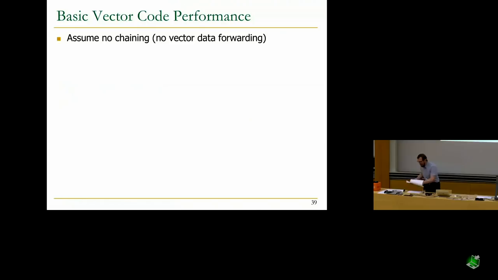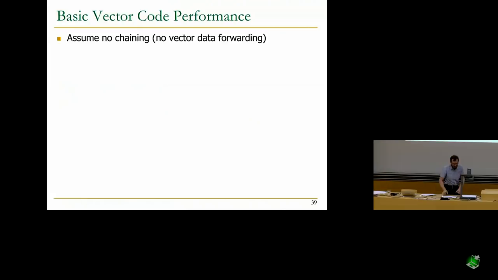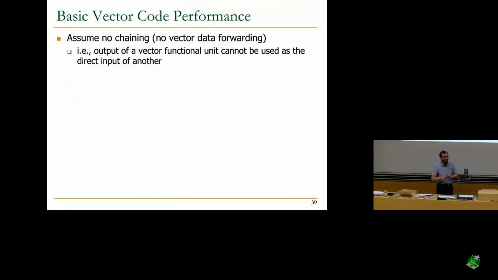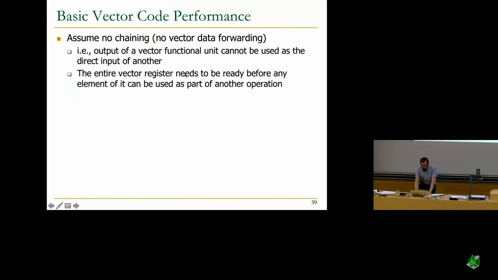So we're going to assume no chaining. We're going to assume actually something really dumb, if you will. What does chaining mean? Chaining is essentially vector data forwarding. The output of a vector functional unit cannot be used as the direct input of another. We're going to relax this later on. Which means that whenever you do a load, 50 element load, you're going to load all of them into the register first, and you cannot start whatever operation comes after that on any of the elements until the full vector is loaded into the vector register. You need the full vector into the vector register to start an operation. No data forwarding. We're going to relax that. The entire vector register needs to be ready before any element of it can be used as part of another operation.